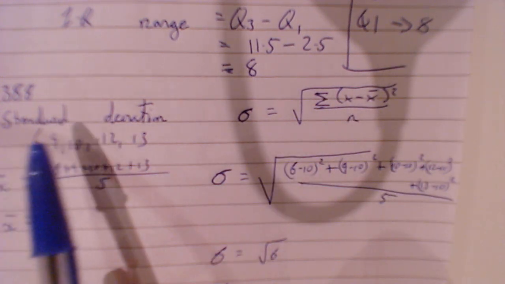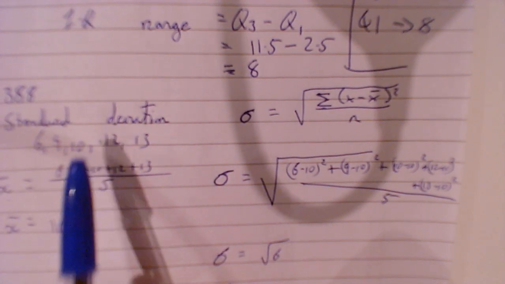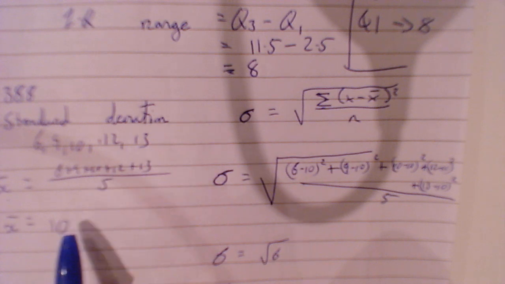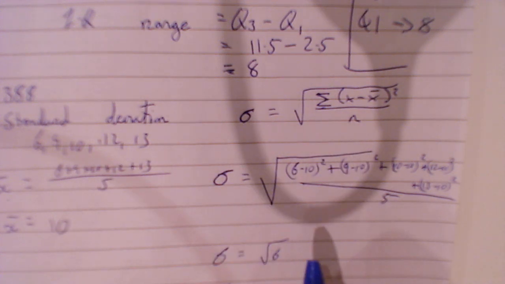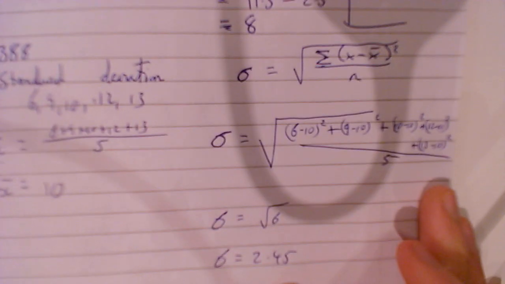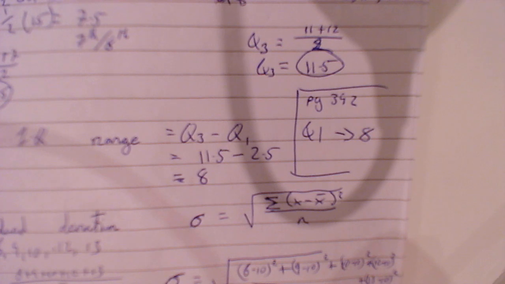So, you go 6 minus the mean, 10. 9 minus 10, 10 minus 10, 12 minus 10, 13 minus 10. Add them all up and square them, all over 5. Okay? If you do that, put down your calculator, you get square root 6, which is 2.45. That's all there is to it. It will never change. You cannot mess it up.